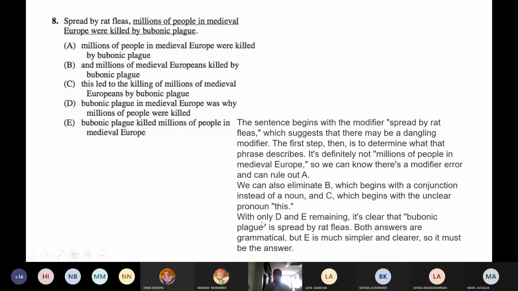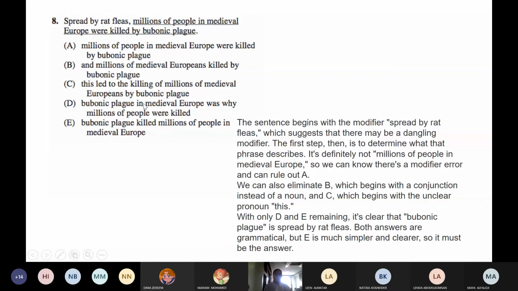If we look here, the sentence begins with the modifier "spread by rat fleas," which suggests there may be a dangling modifier. It tells you there will be a dangling modifier, because spread by rat fleas, what was spread by rat fleas? The first step is to determine what the phrase describes. It is definitely not millions of people in medieval Europe, so we know there is a modifier error and can rule out A. As we said, B is wrong because it starts with a conjunction instead of a noun, and C is wrong. So only D and E remain.